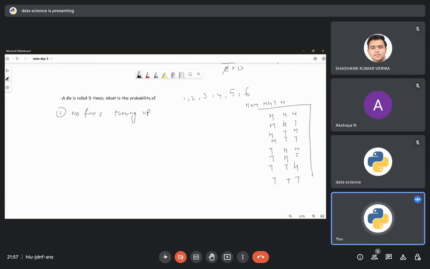So 8 possible outcomes can arise if you are tossing a coin 3 times. How? Because if you toss one time, 2 outcomes are possible. Then if you toss 3 times, it is 2 to the power 3, that is 8. So similarly, we have 6 outcomes.